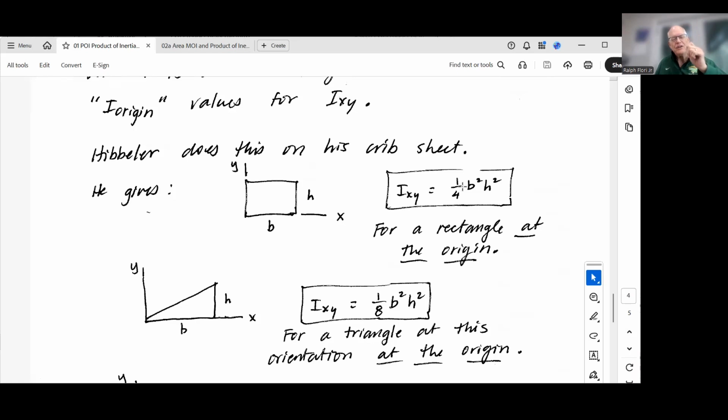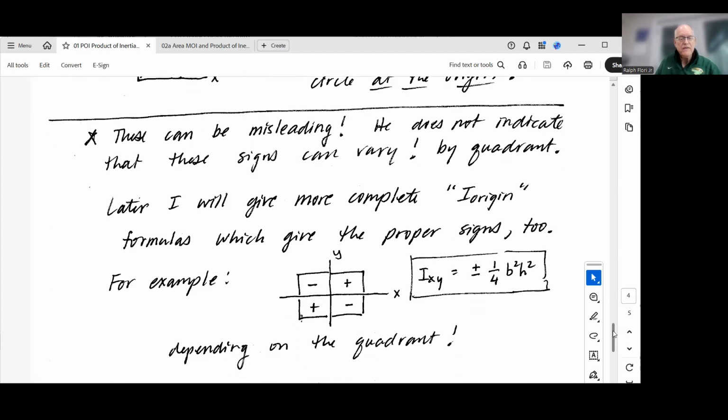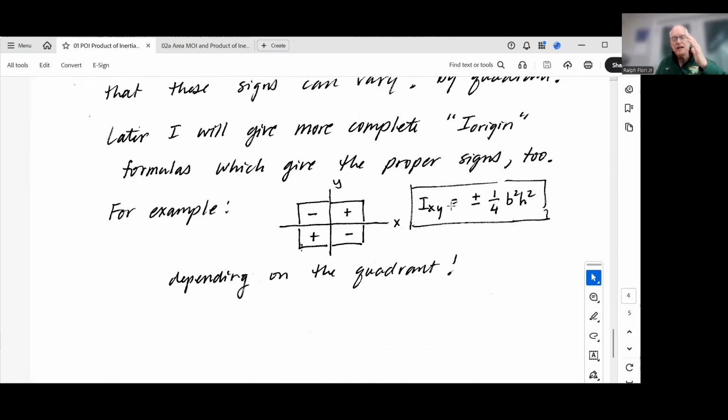However, what he doesn't tell you is that if this same rectangle is nestled into a different corner, then the sign can actually change. Down here, I give a formula in a different sheet, and we'll say more about this later. If a rectangle rests in this corner, it's a positive 1/4 b squared h squared. If it's in this corner, it's a negative 1/4. In this corner, it's a positive 1/4. In this corner, it's a negative 1/4. Hibbeler doesn't tell you that, so you have to be careful using his Ixy formulas.